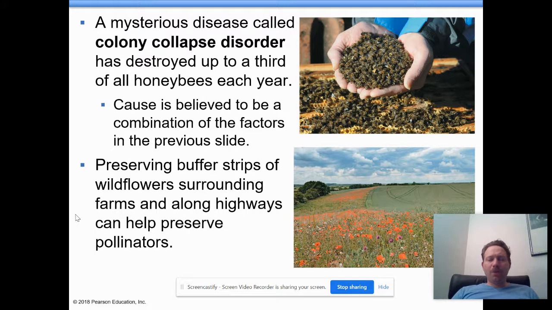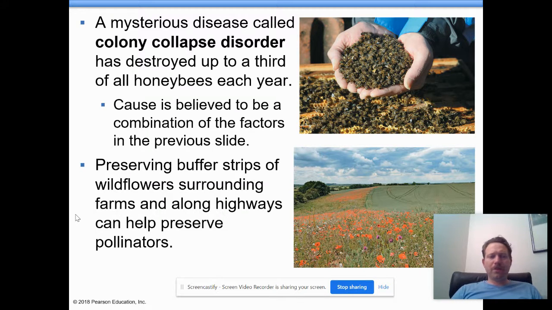So what we have is what we call colony collapse disorder, or CCD. CCD is a phrase that we use to describe what's happened, which is a third of all honeybees are dying each year as a result of this. And there is believed to be a combination of reasons for that, as we said in the prior slide.